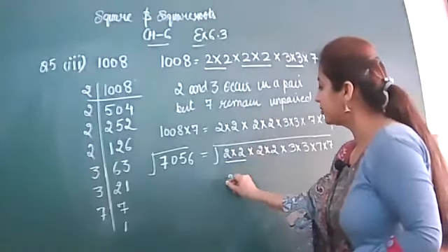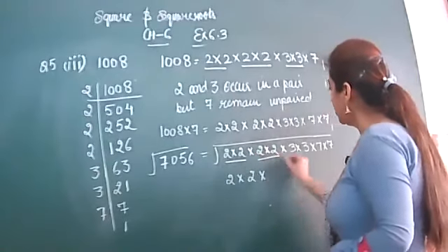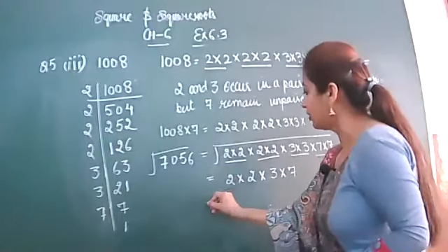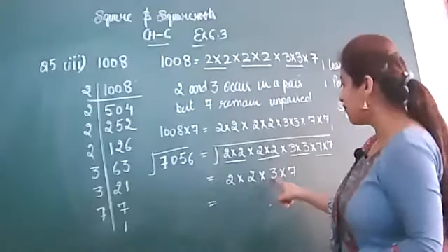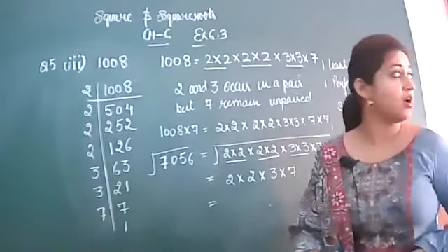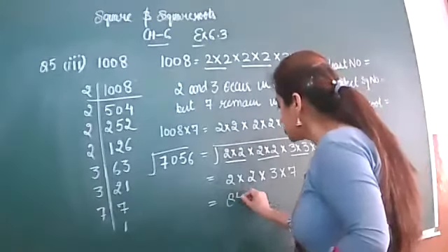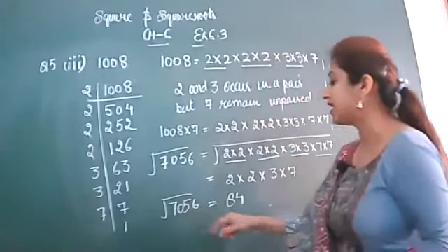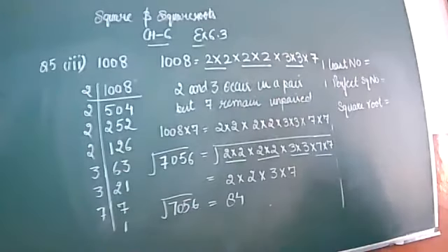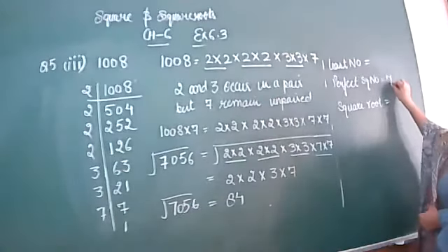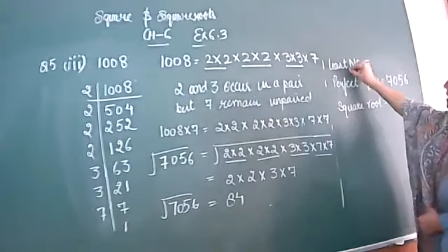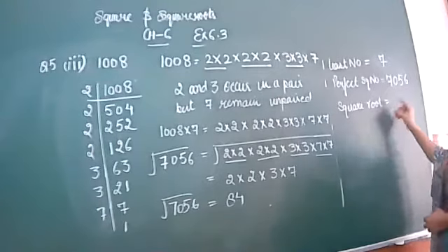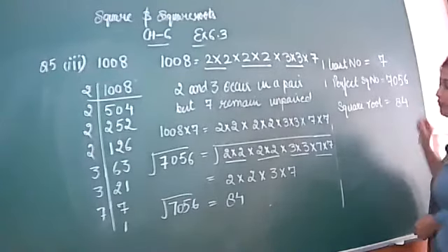So from this pair you will have 2, 2. Then from this you will have 3. From this pair you will have 7. Now multiply this. 2 twos are 4, 4 threes are 12, 12 sevens are 84. So 7056 is a perfect square number, the least number by which we multiplied is 7, and the square root of this number is 84.